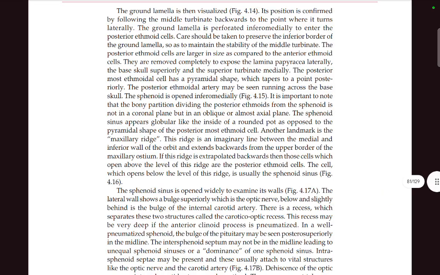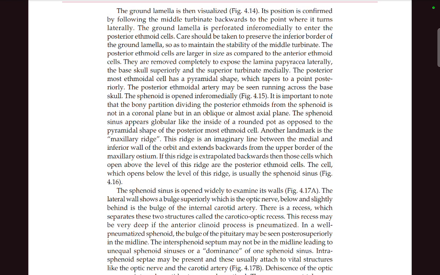The ground lamella is then visualized. Its position is confirmed by following the middle turbinate backwards to the point where it turns laterally. The ground lamella is perforated inferomedially to enter the posterior ethmoidal cells. Care should be taken to preserve the inferior border of the ground lamella so as to maintain the stability of the middle turbinate. The posterior ethmoidal cells are large in size as compared to the anterior ethmoidal cells.